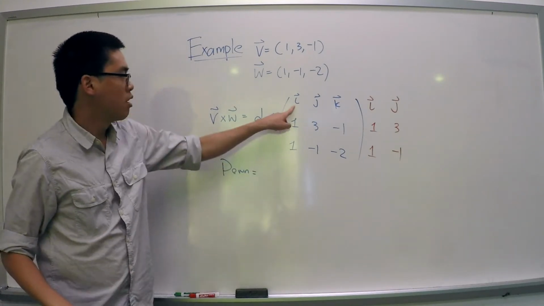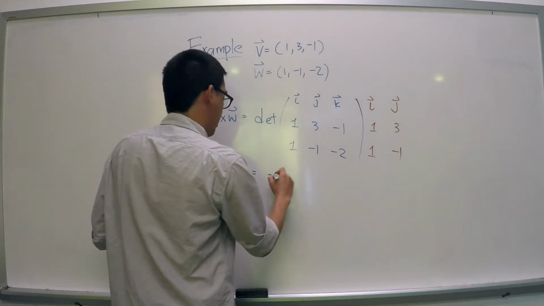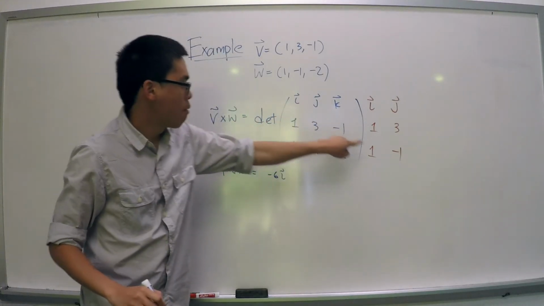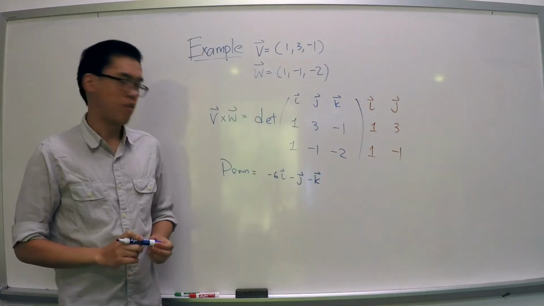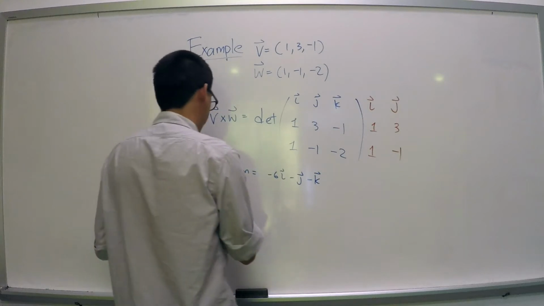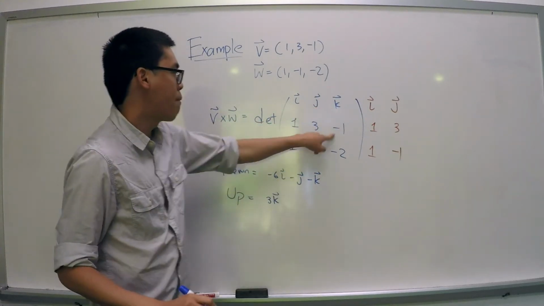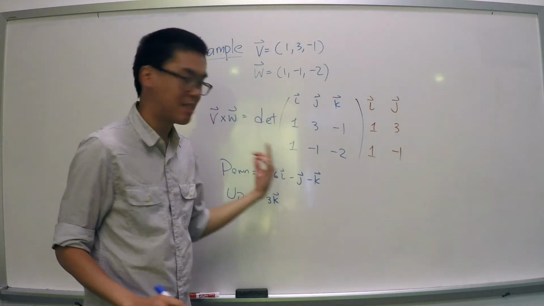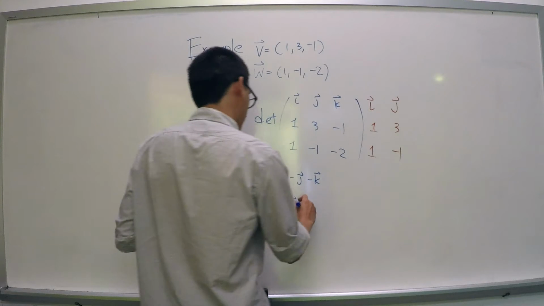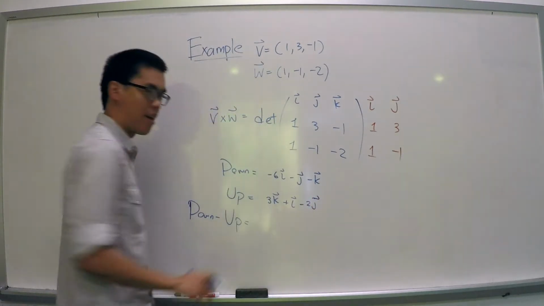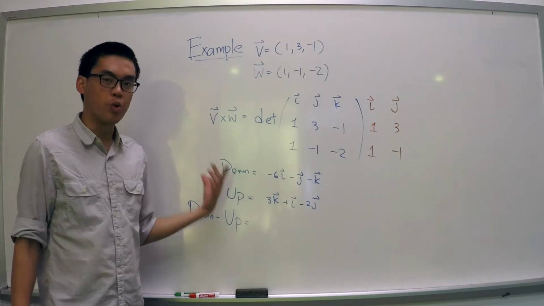Down, the first cell is going to be i times 3 times minus 2, so minus 6i, minus j, minus k, right? That's the down. For the up, it will be 1 times 3 times k, minus 1 times minus 1 times i, so plus i, minus 2 times 1 times j, so minus 2j. And again, to compute the determinant or cross product in this case, we do down minus up.